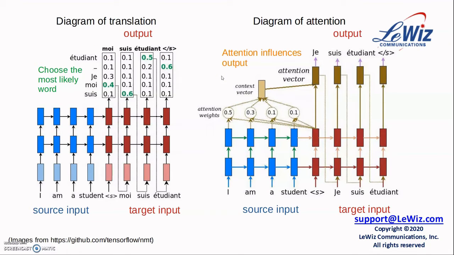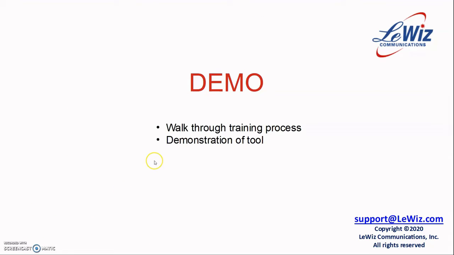On the right, the diagram shows how the attention mechanism provides the context of the source sentence and influences the output translation. The next part will be a demonstration of the neural machine translator. We will walk through the training process and then demonstrate the tool's translation capabilities.